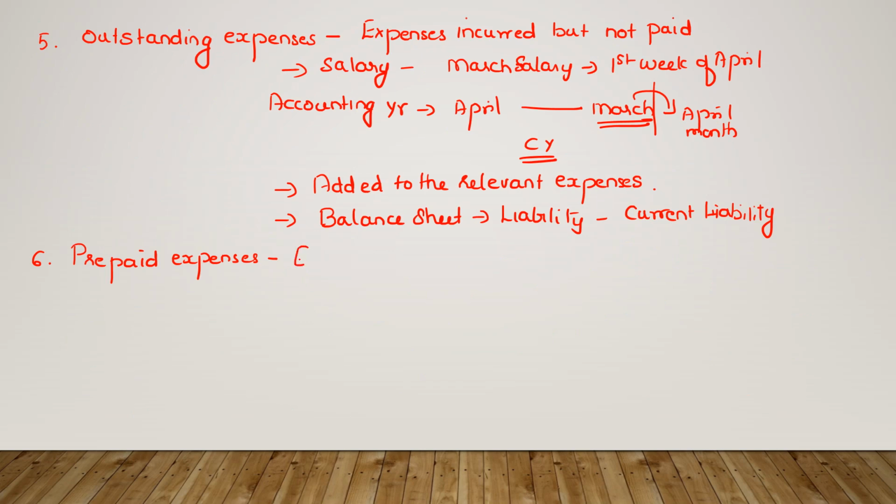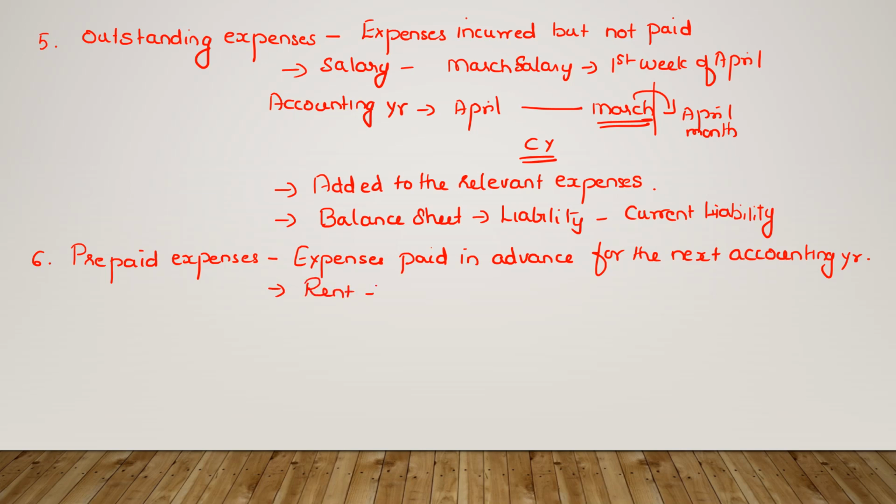So expenses which are paid in advance for the next accounting year is called as prepaid expense. Like for example, in our example of Smita, she has paid rent which is related to next year, which has been paid now only. So that rent is related to next year.